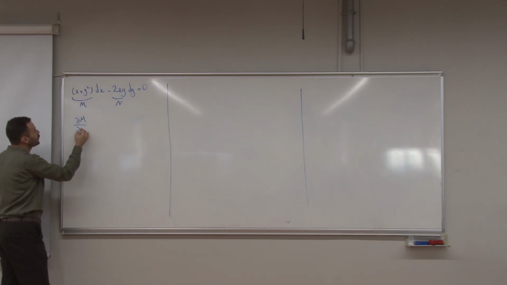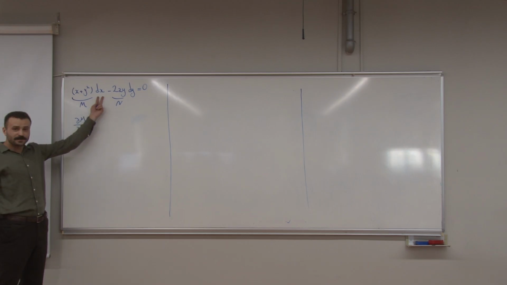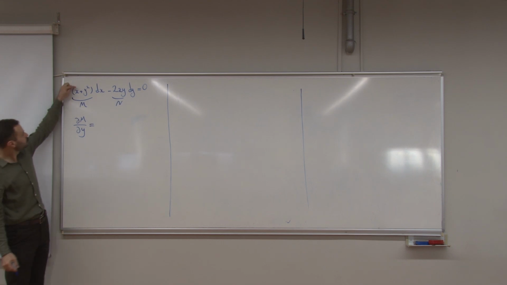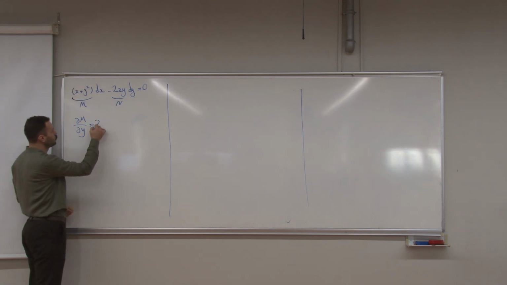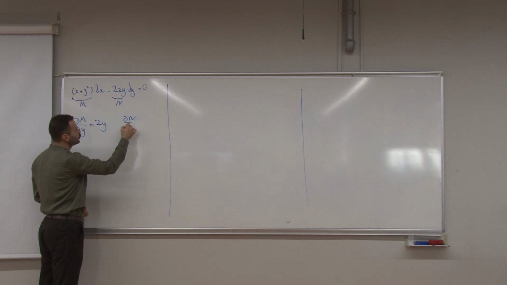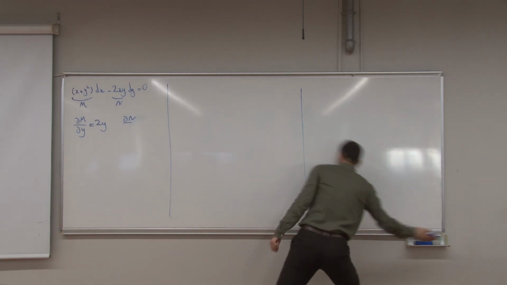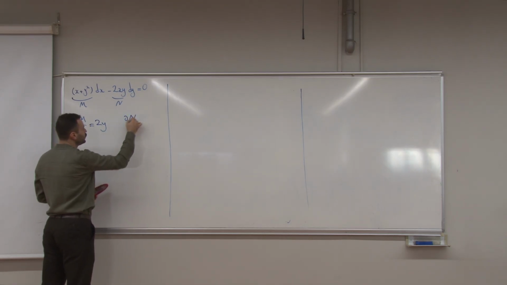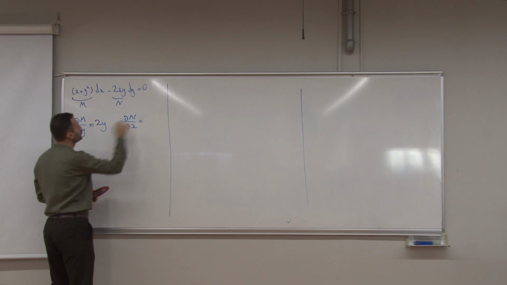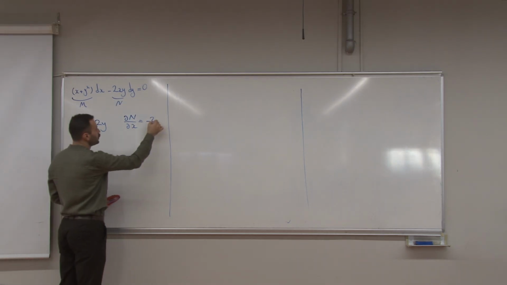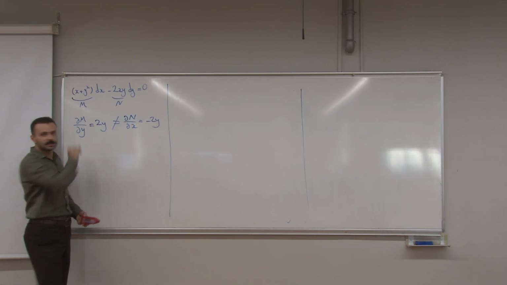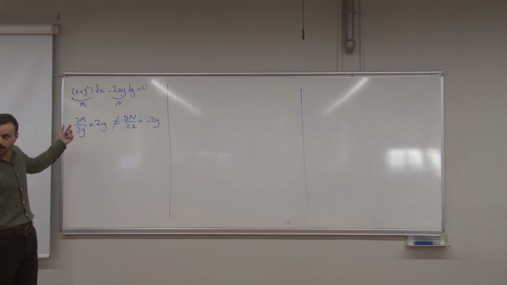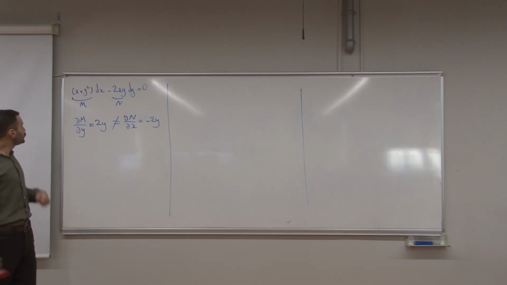What is the partial derivative of m with respect to y? From the coefficient of dx, we are taking the derivative with respect to y. What is this going to be? 2y. Yes, 2y. What about partial of n over partial of x? I'm writing very bad n's. They're not very beautiful. Partial of n over partial of x. And what is this? Minus 2y. Are they equal? No, they are not equal. Which means that this differential equation is not exact. What should we do?